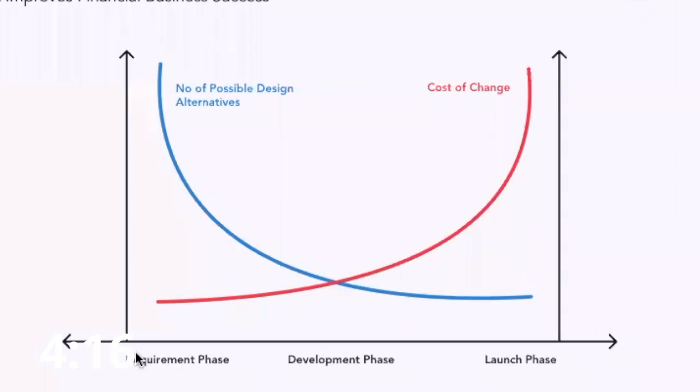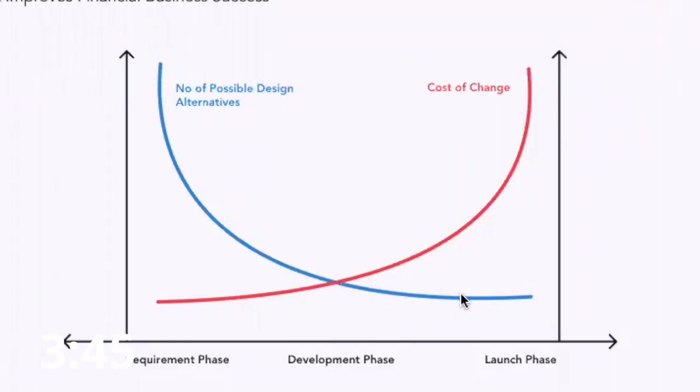Basically, this is tracking two things throughout the development cycle of any product or service. So there's requirements phase, development phase, and then launch. And as you go through that process, the cost of making changes goes up. I think that's something we can probably all agree with, right? Now, at the same time, as you go through that process, the number of design alternatives goes down, right?